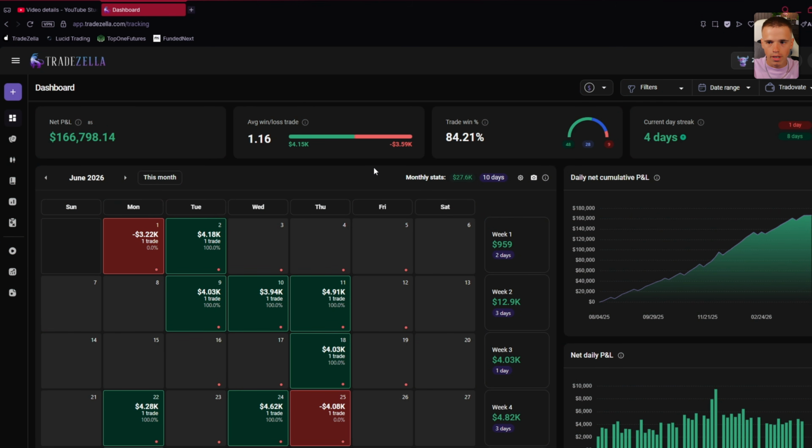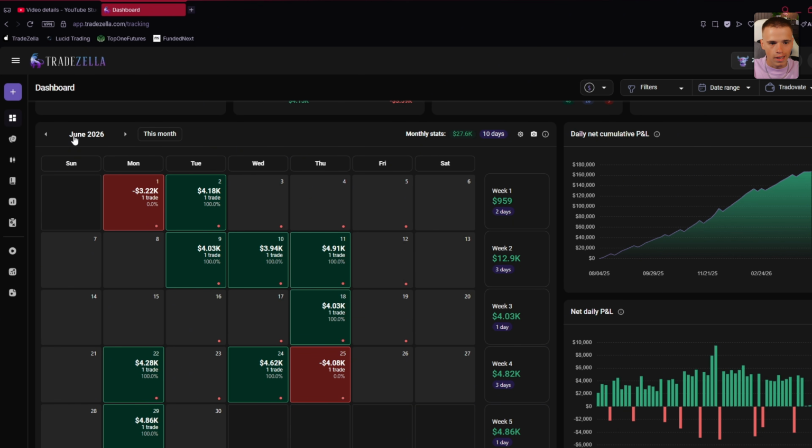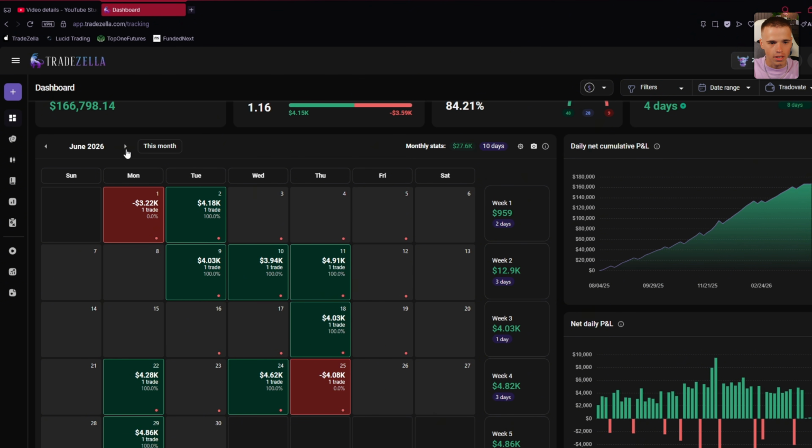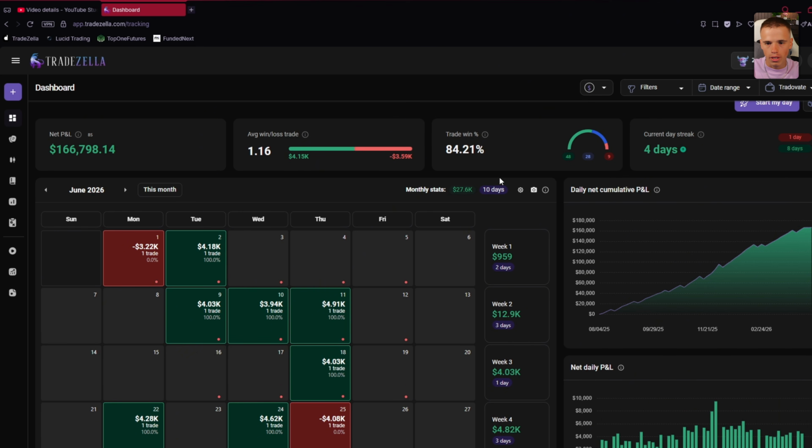But just before I get started with the strategy, I just want to show you my results for the past 6 months. So you can see here, this is my last month. This is June of 2026. And here you can see all the green days and of course, all the red days. And basically you can see right here, it's connected to TradeWaves and you can see win rate is just above 80%.